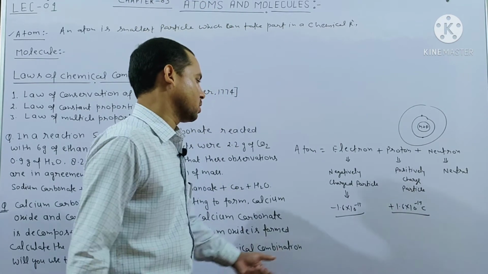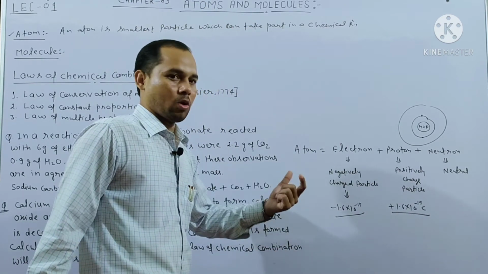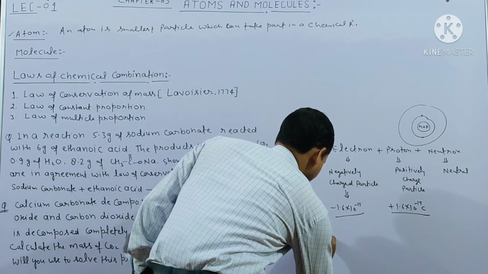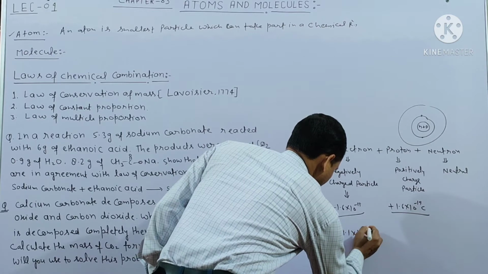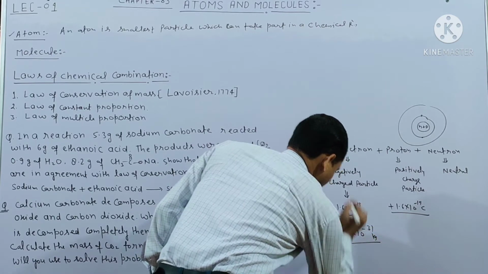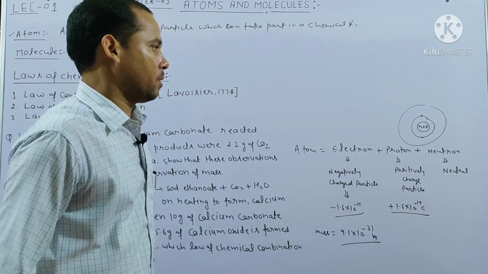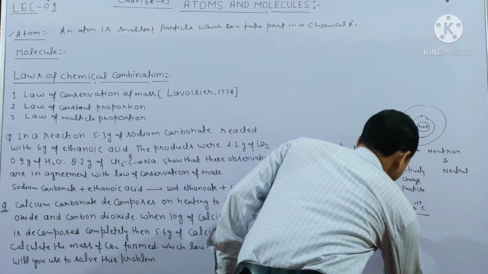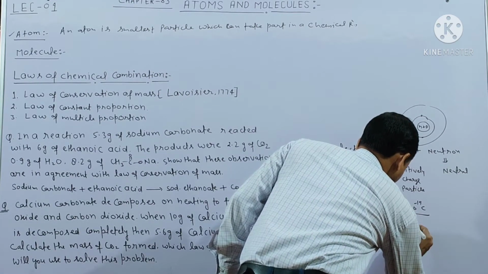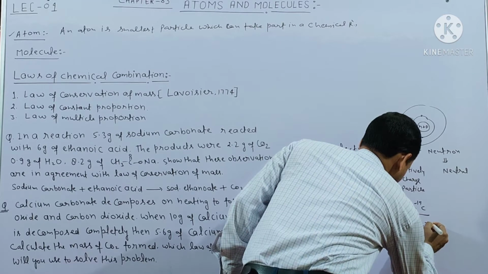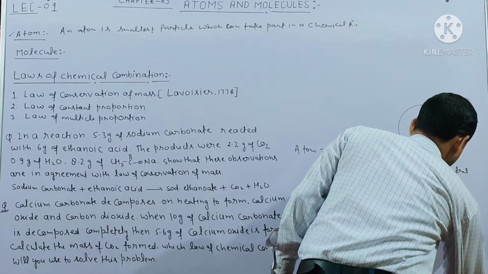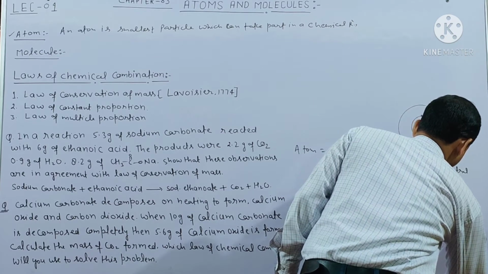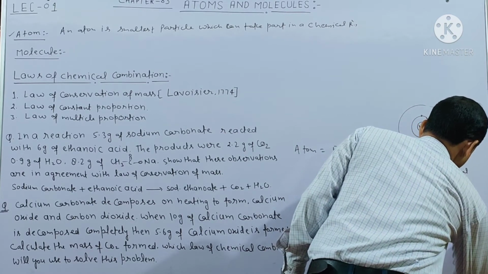Besides it, one more thing: the electron has a particular mass. The mass of the electron is 9.1 into 10 to the power minus 31 kg. And what is the mass of the proton? The mass of the proton is 1.672 into 10 to the power minus 27 kg. Similarly, the neutron also has some mass, 1.674 into 10 to the power minus 27 kg.